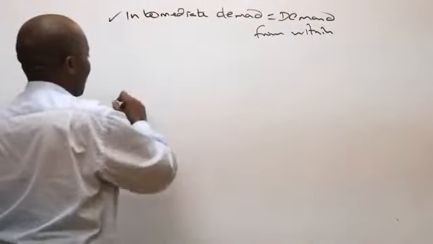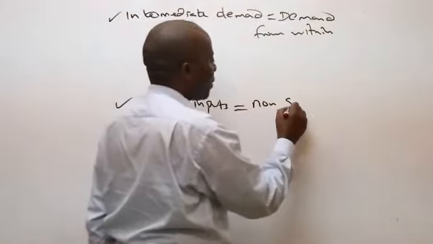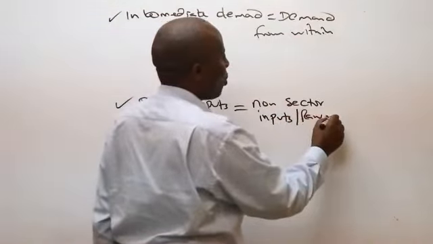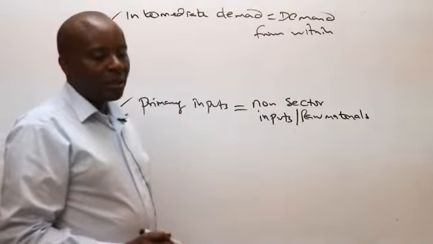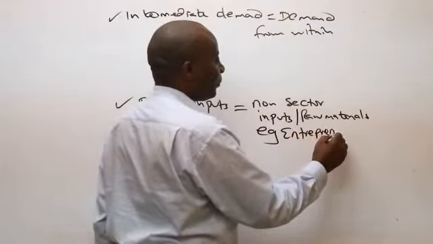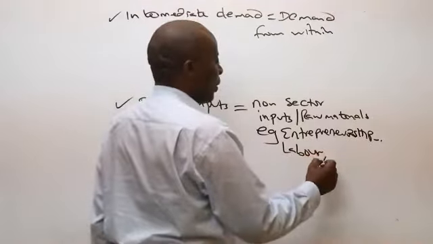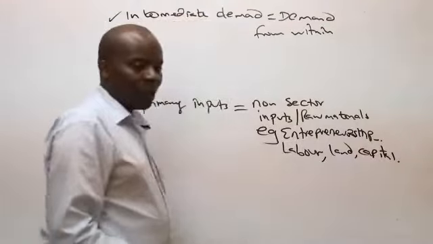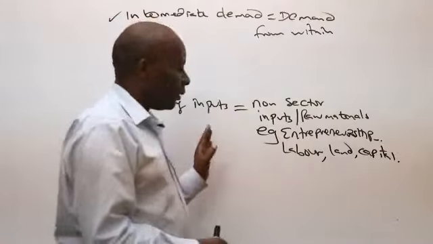If you check your past papers, you'll be able to see these definitions. The primary inputs: these are non-sector inputs, non-sector raw materials. Those raw materials that can never be provided by any sector. Very good examples will be entrepreneurship, labor, land, capital. There is no sector that produces these things. So we have to lump them together under what we call the primary inputs.